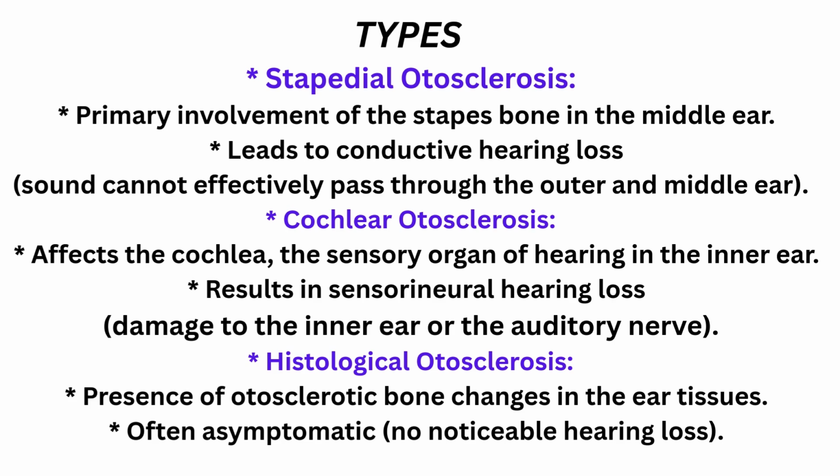Number three is histological otosclerosis. It means the presence of otosclerotic bone changes in the ear tissues. Not a specific ear part is involved, but it is histologically present in the ear. And no noticeable hearing loss is present in the histological type of otosclerosis.